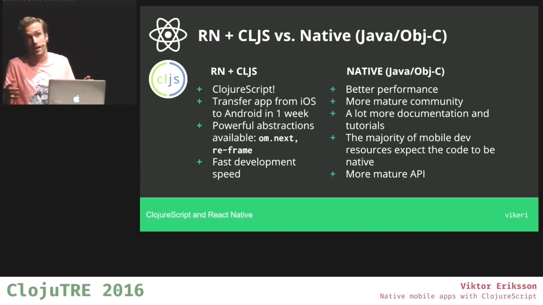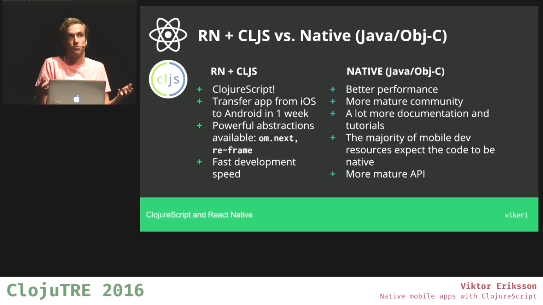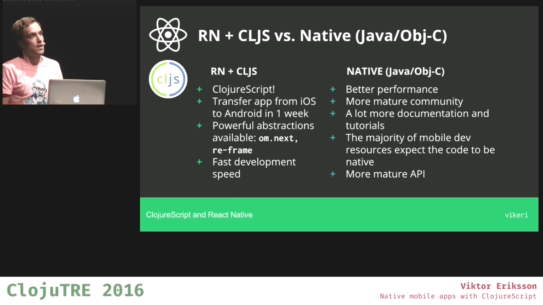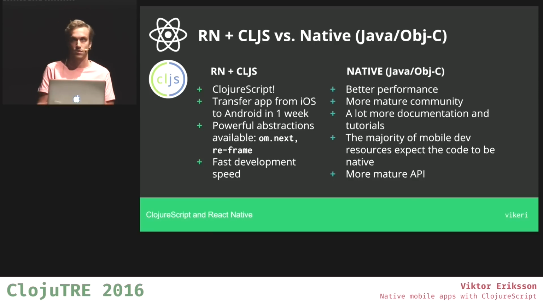Maybe something that people from Clojure are not too afraid of, because Clojure is also a small language. But there's a lot more documentation and tutorials. Almost everything today is expecting a classic native approach. It's changing, but the majority of the researchers expect that. And the other thing is that it has a much more mature API than React Native.